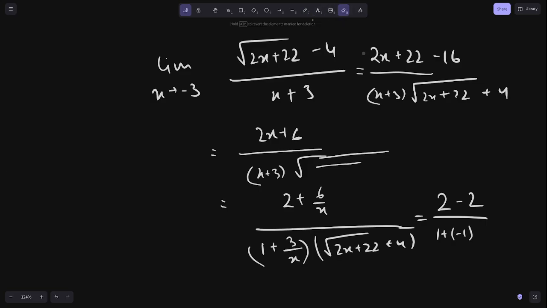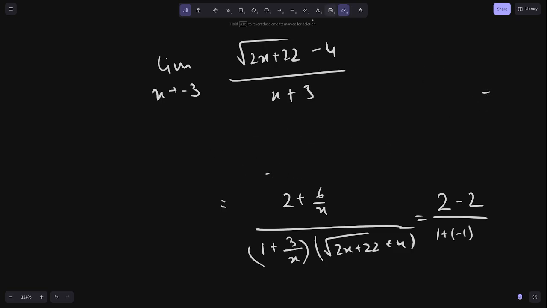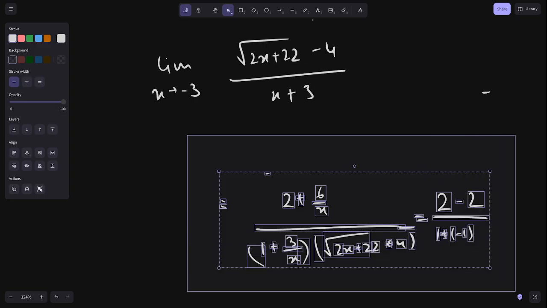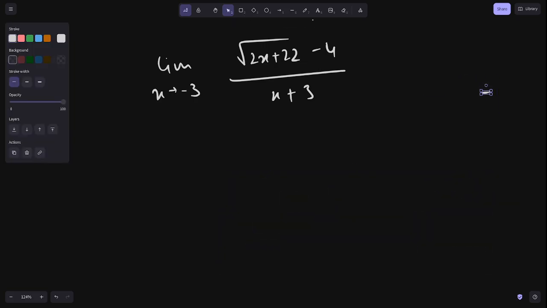So for example, let me erase this. Can't I get a bigger eraser? I think I can select, no? And then delete. Yeah, I can select and delete.